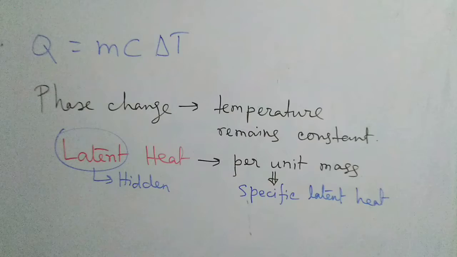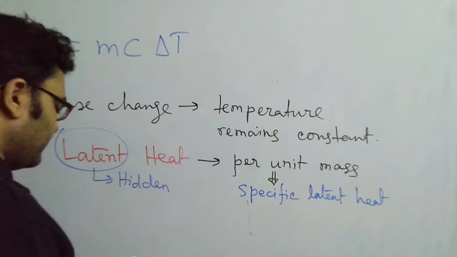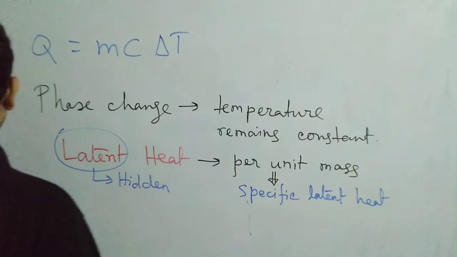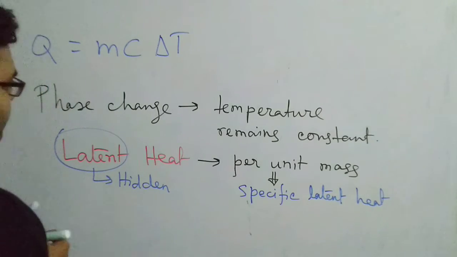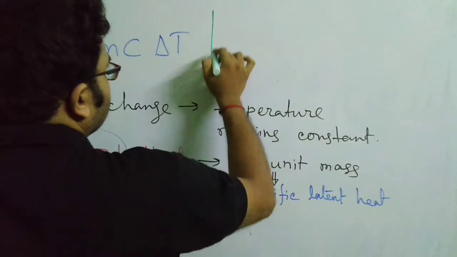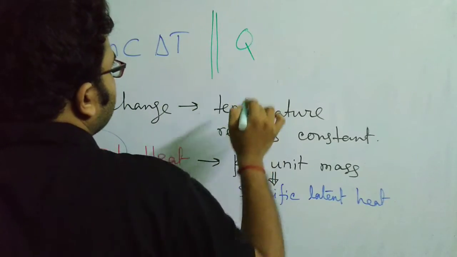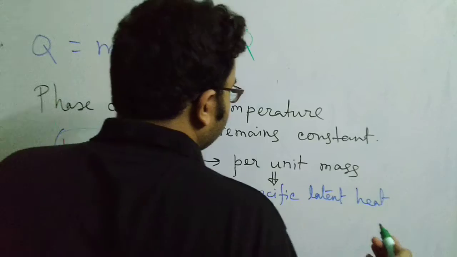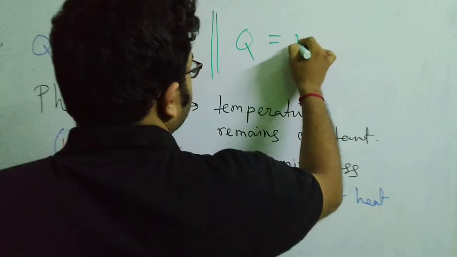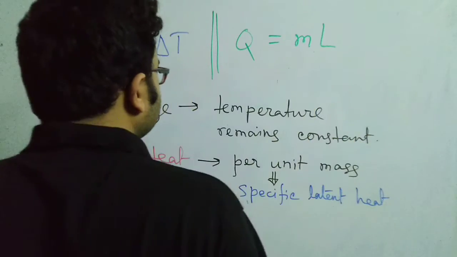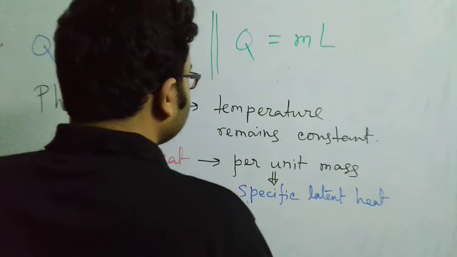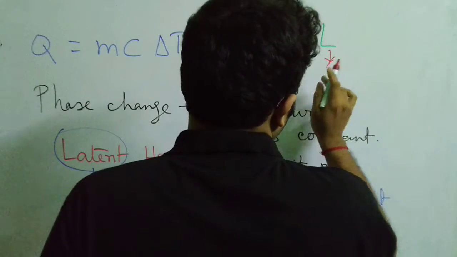So while you are changing the phase of a substance, the heat that you need to give in or take away from an object is called the latent heat. The heat required to melt, freeze, vaporize or condense a substance is given by Q equals m into L, where L is the specific latent heat. So this is the formula for phase change of a substance.